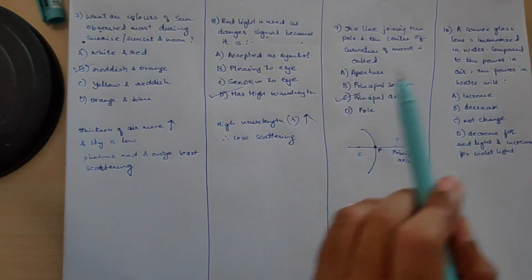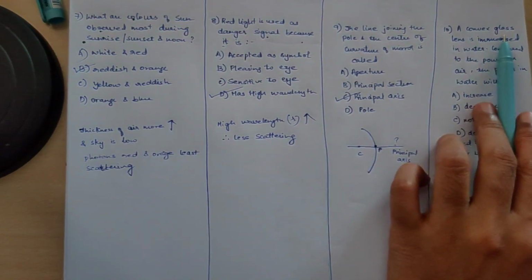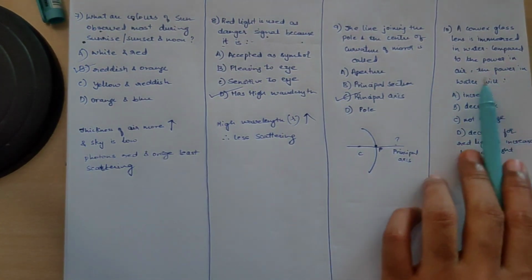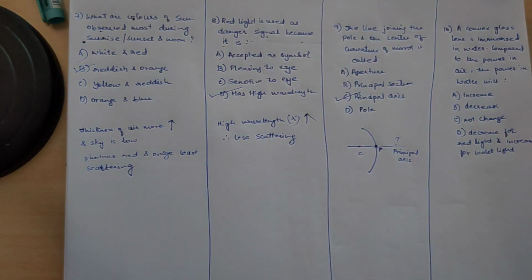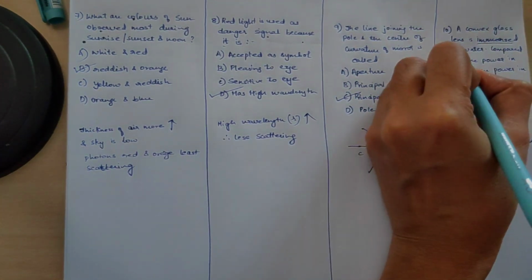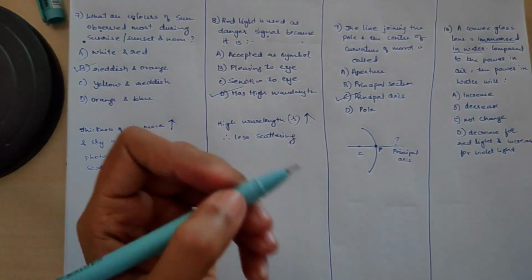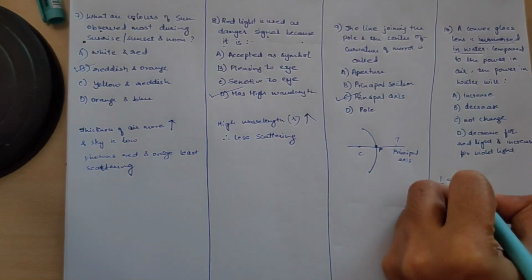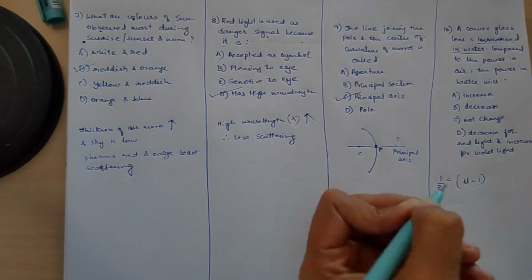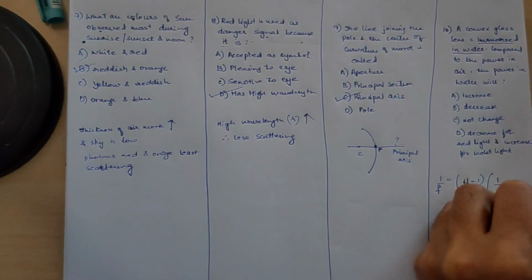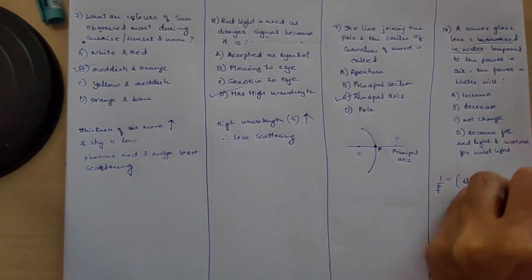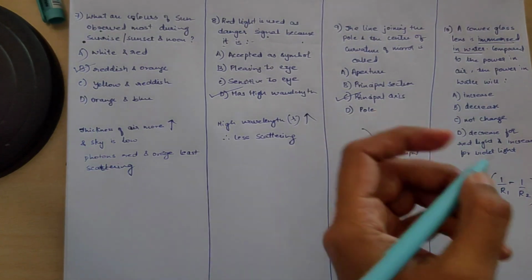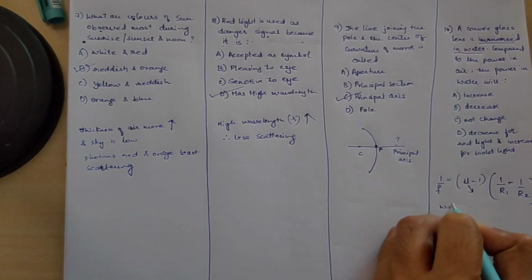Coming to the next, what happened? A convex glass lens is immersed in water. Compared to the power in the air, the power in the water will be? See, it is immersed in water. What is immersed? A convex glass lens is immersed in the water. We know the lens maker's formula, that is 1 by f is equal to (mu or n minus 1) times (1 by r1 minus 1 by r2). Here mu is basically the refractive index of the medium, the medium in which it is going. What happens? It is going into water, right?